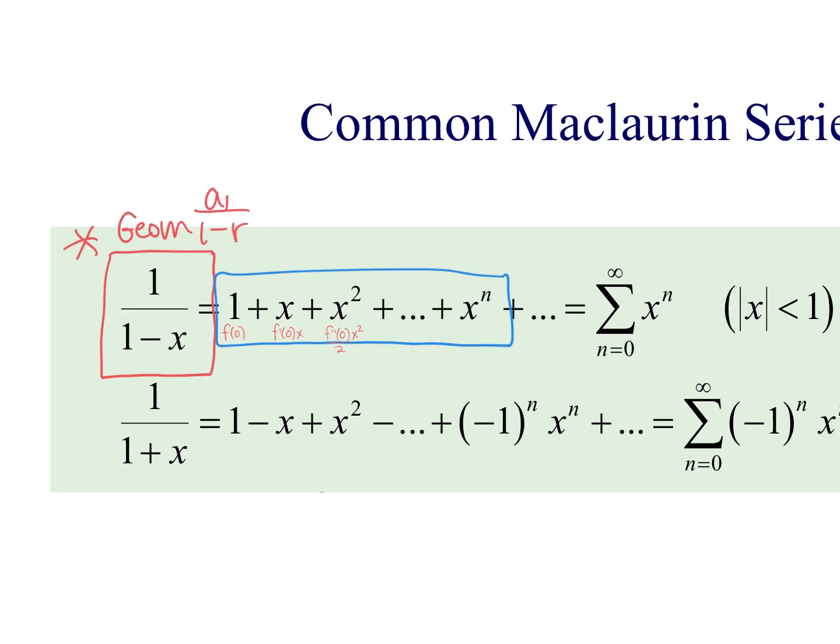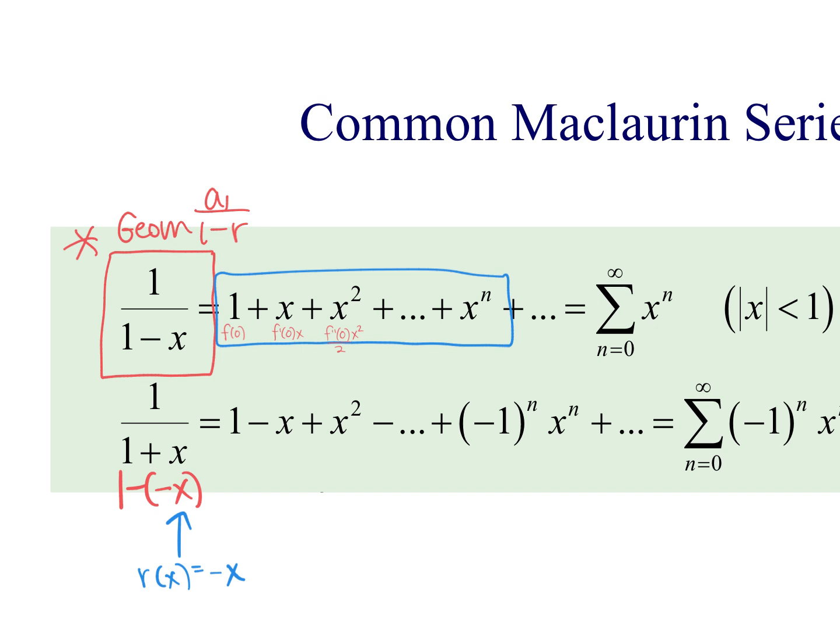The bottom one, 1 over 1 plus x, is also geometric because you can write this as 1 minus negative x. So the r value there becomes negative x, and that creates that polynomial. If you can know those and see those quickly, it's going to make everything else happen a lot easier for you.